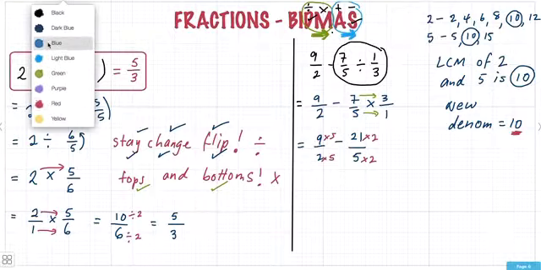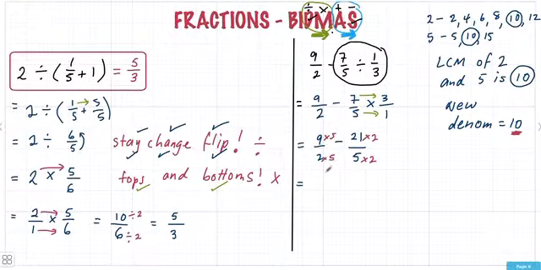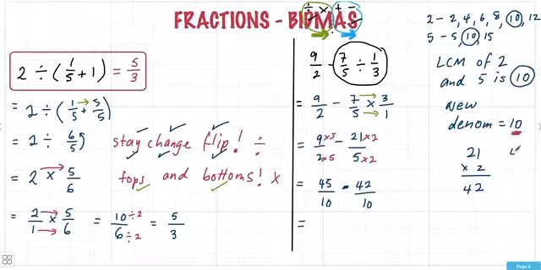So now let's write out what we have. 9 times 5, 45. 2 times 5 is 10. Take away. 21 times 2 is actually 42. And you could do that this way. 2 and 4. And 5 times 2 is 10. So now we can see we've actually got 45 take away 42. And we know that that would be 3 tenths.